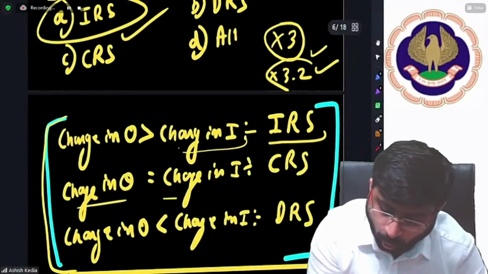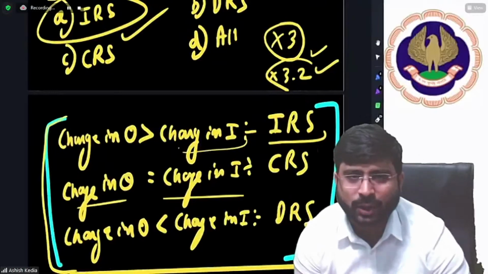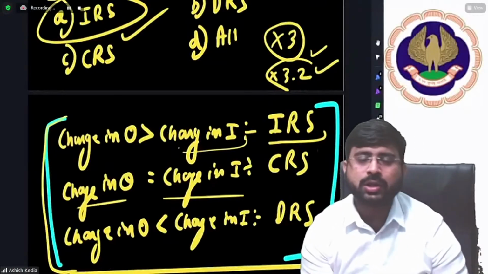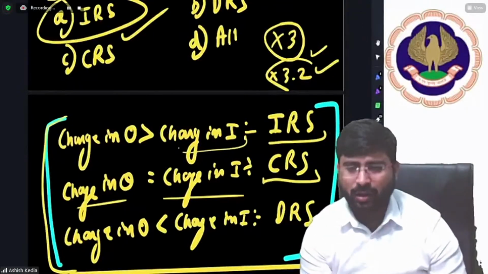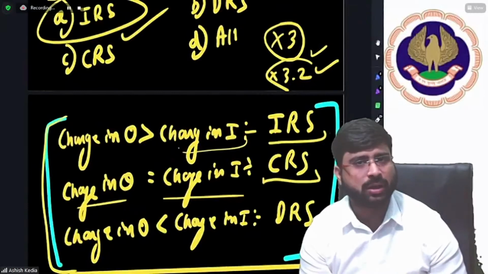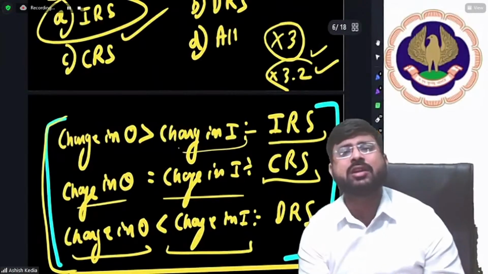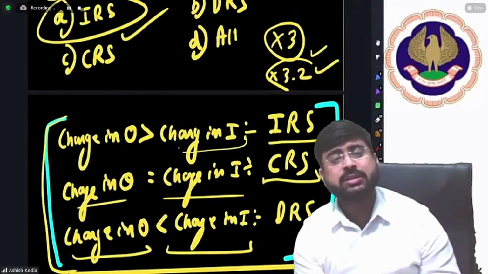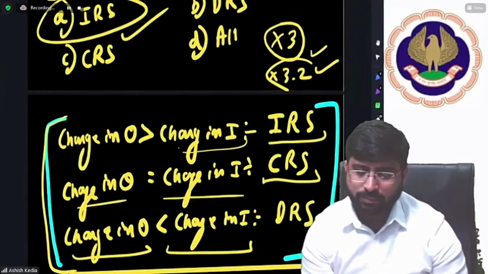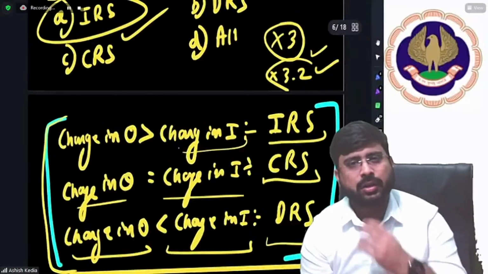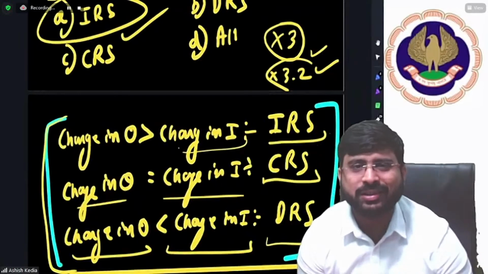If change in output is exactly equal to change in input, yes, you are talking about constant returns to scale. That's right. And when change in output is less than change in input, that, my dear friends, is called decreasing returns to scale.